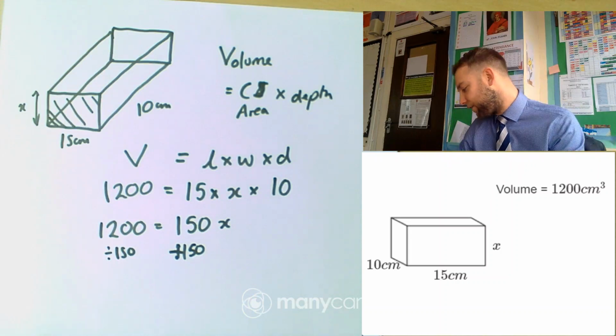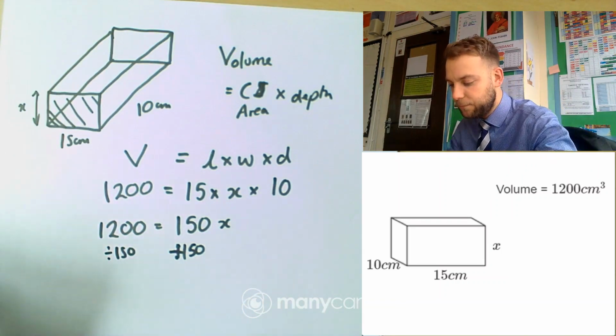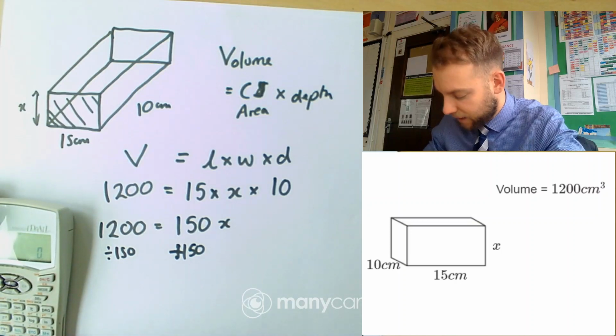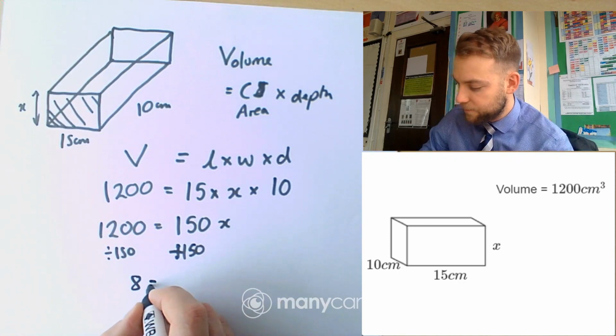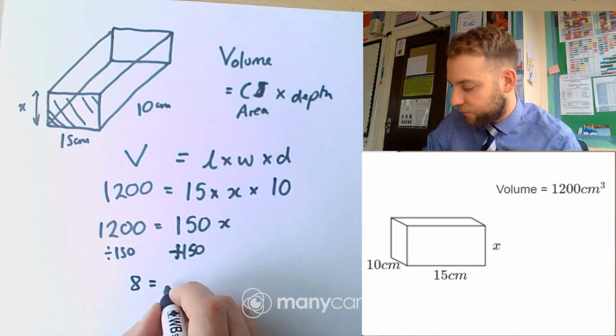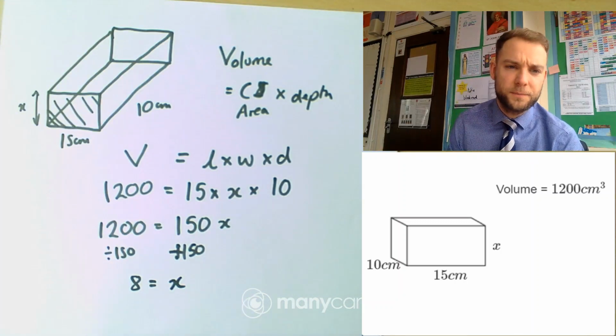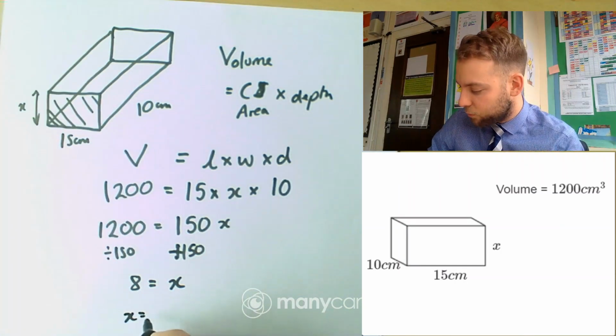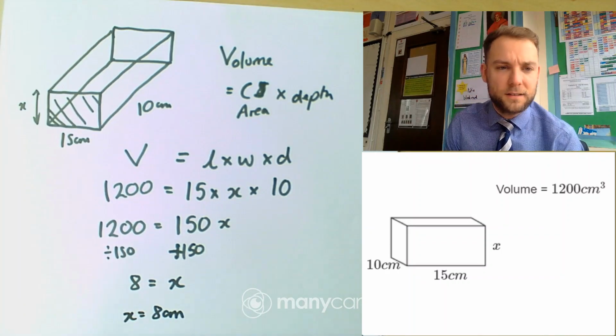If I divide the left-hand side by 150, we end up with 1,200 divided by 150, which is equal to 8. And 8 is equal to 150x divided by 150, which is equal to x. So the answer here, this height must be equal to 8 centimetres.